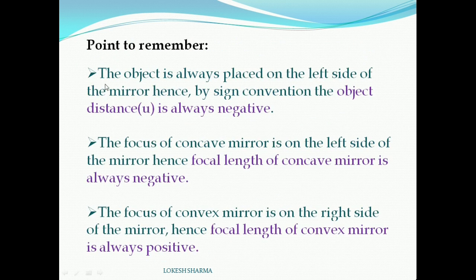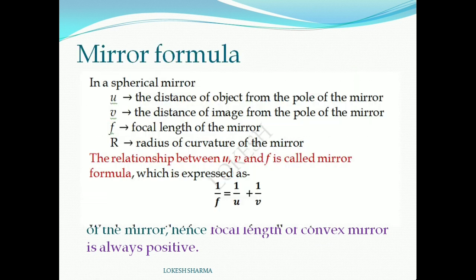We all know that object is always placed on the left side of the mirror, hence by the sign convention, the object distance u is always negative. The focus of the concave mirror is on the left side of the mirror, hence focal length of concave mirror is always negative, whereas the focus of the convex mirror is on the right side of the mirror, hence focal length of convex mirror is always positive.